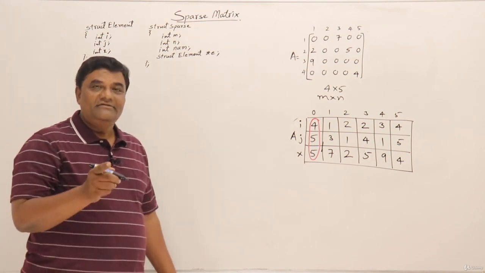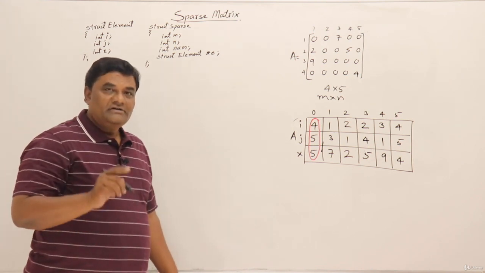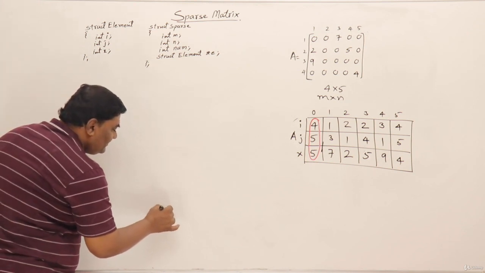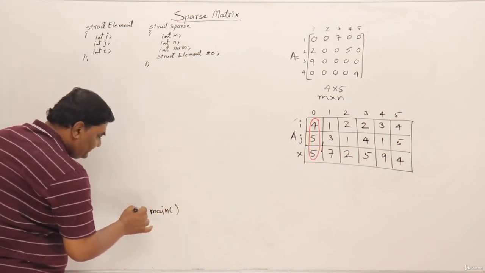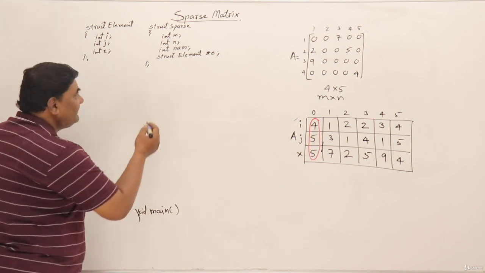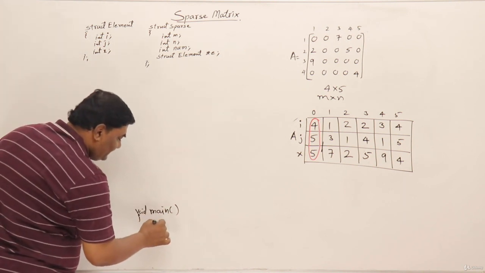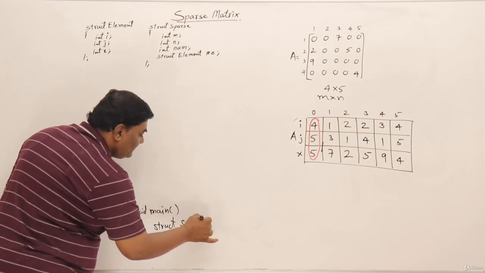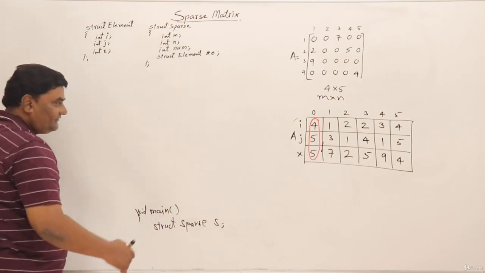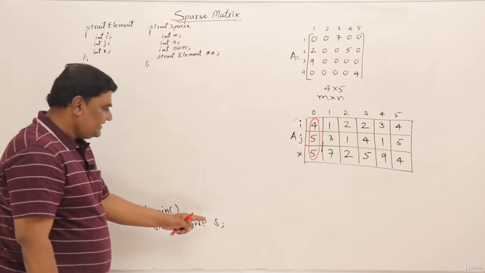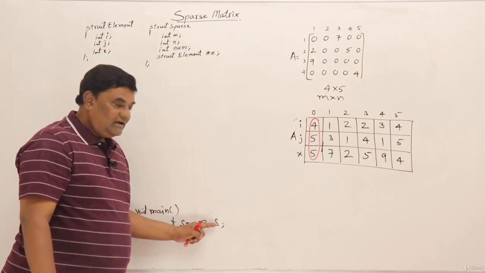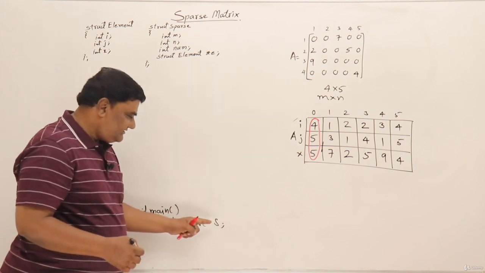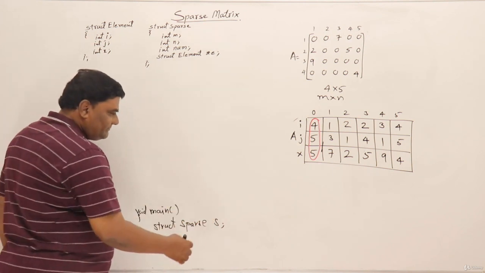So for that I will write a function. So first let us say that I have a main function and inside main function I have created a sparse matrix object. So struct sparse S. This is one sparse matrix. And like this, if you want more, you can take more sparse matrices. So I have taken just one. So S is a sparse matrix.